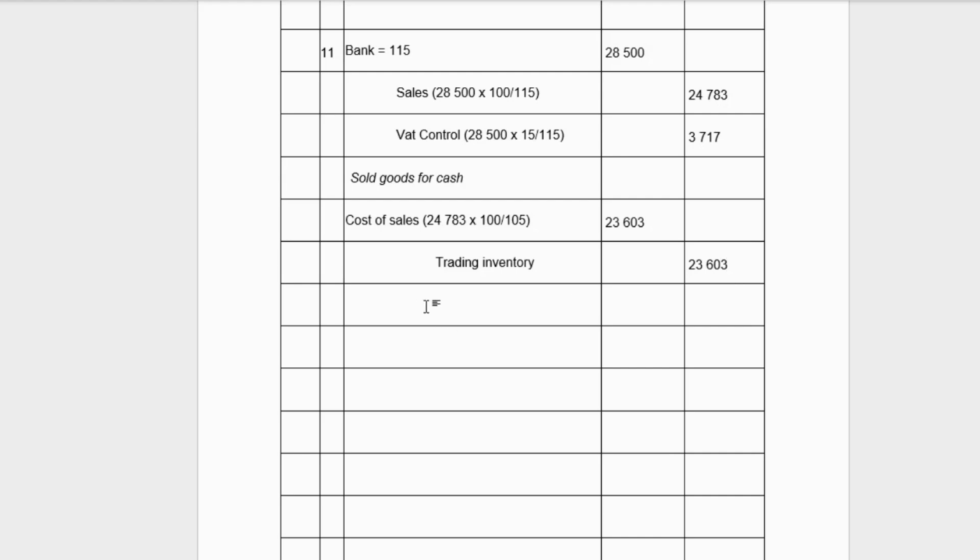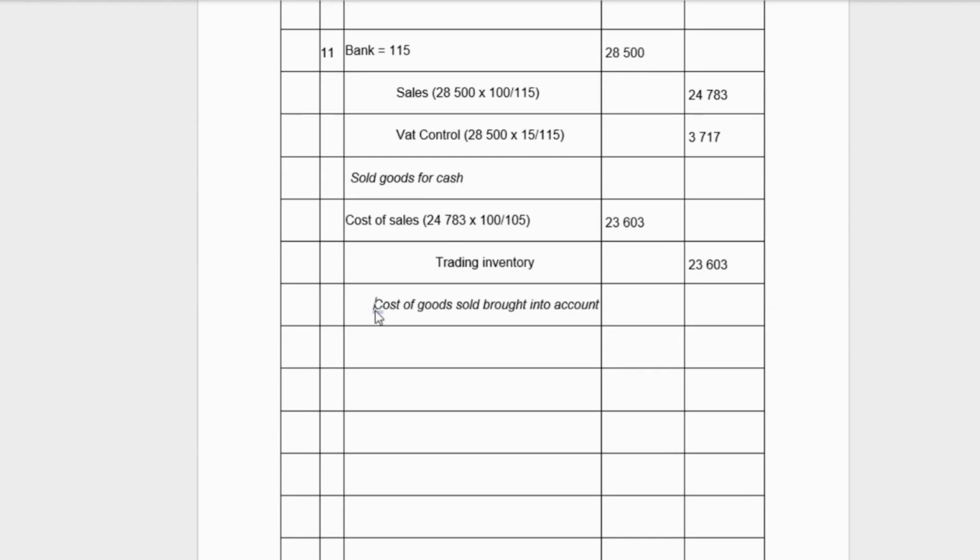So when we narrate right there, we are going to say cost of goods sold brought into account.